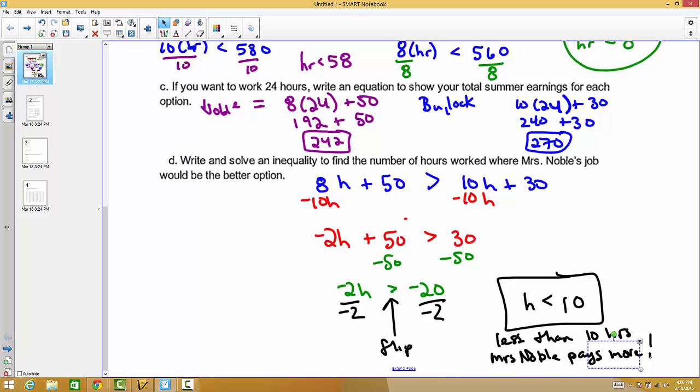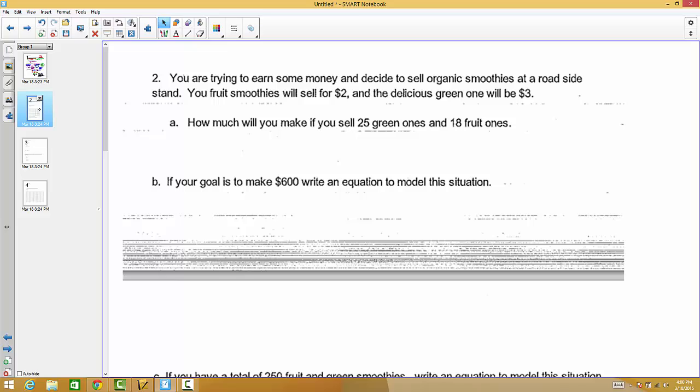All right. On to number 2. You're trying to earn some money and decide to sell organic smoothies at a roadside stand. It's going to be $2 for a fruit smoothie. So I'm going to write down $2 for fruit plus $3 for a green smoothie. So how much will you make if you sell 25 green ones?